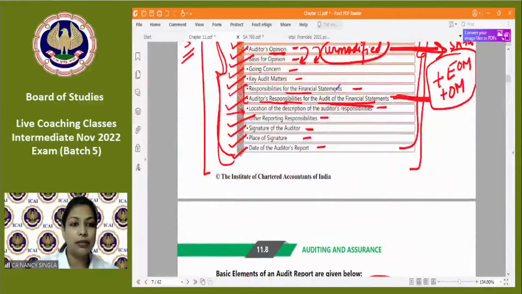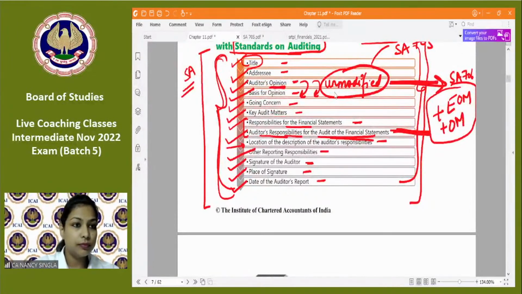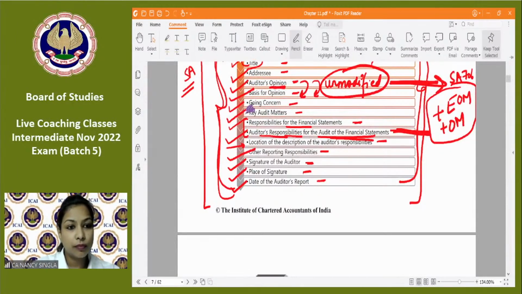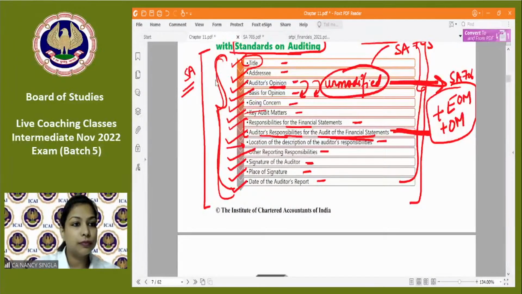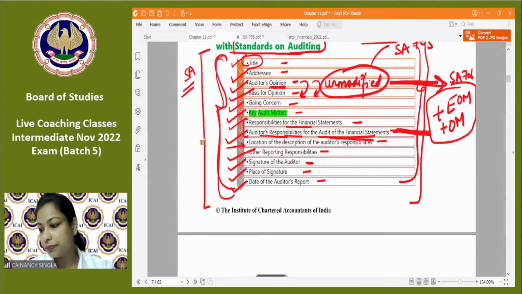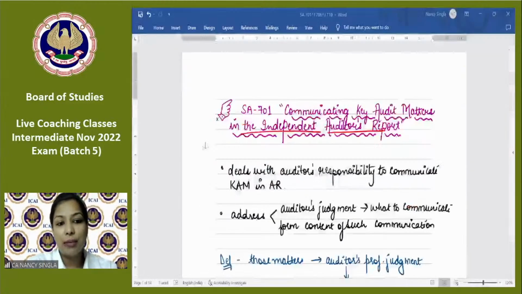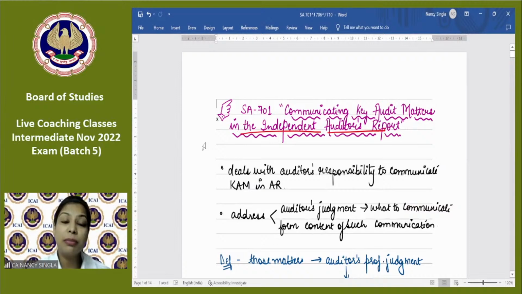So key audit matter. This one, right? Key audit matter. Okay? Now we are discussing about this. Okay? So there is a responsibility on the auditor to report on certain key audit matters, and SA 700 has itself given in the format that here there is a requirement to give the key audit matter. Okay? So first of all, let us see what is meant by key.